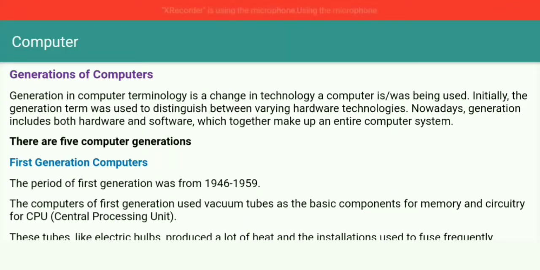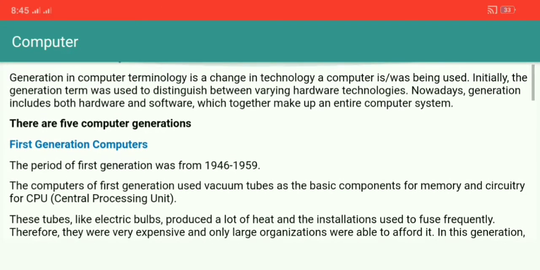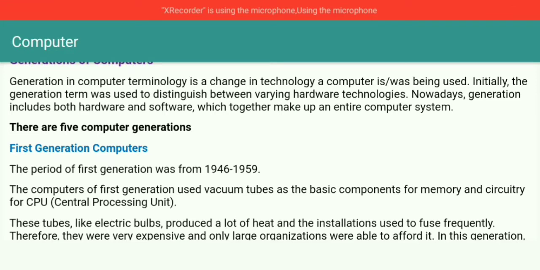Generations of computers. Generation in computer technology is a change in the technology a computer is or was being used. Initially, the generation term was used to distinguish between varying hardware technologies. Nowadays, generation includes both hardware and software, which together make up an entire computer system. So, these are the 5 computer generations.